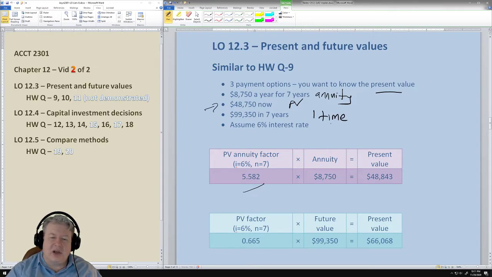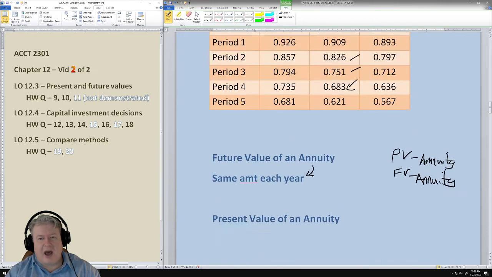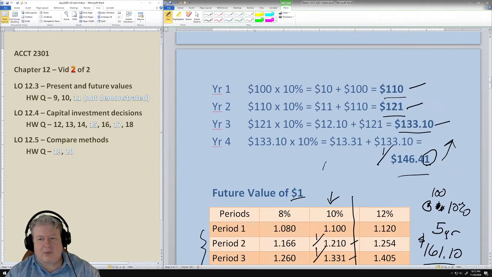And then what we're going to do is figure out $8,750 this year, $8,750 next year, for 7 years. We get this amount of money, but it's not $8,750. In other words, some amount of money in the future is worth less now because I can invest that money. Just like going up here, $100 now and $110 next year is the same to me. Well, financially speaking, it's the same to me.